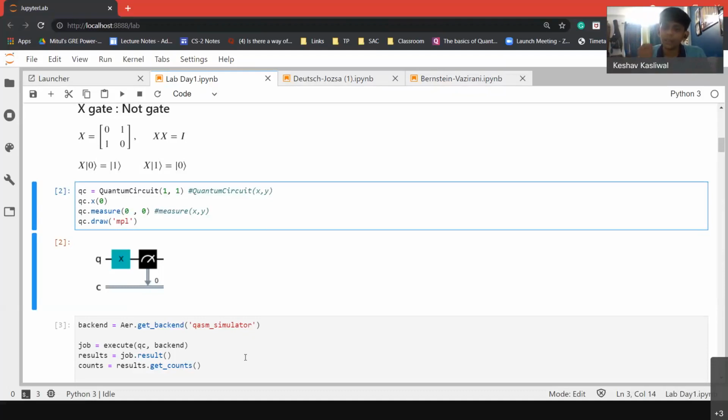The first variable in the function corresponds to which quantum bits you want to measure, and after the comma, it signifies which classical bits you want to measure them onto. So this is about the measure function.